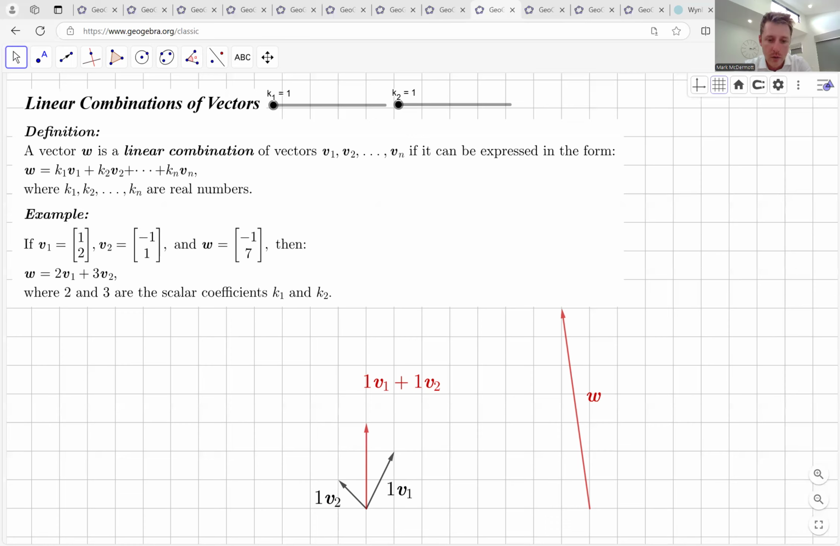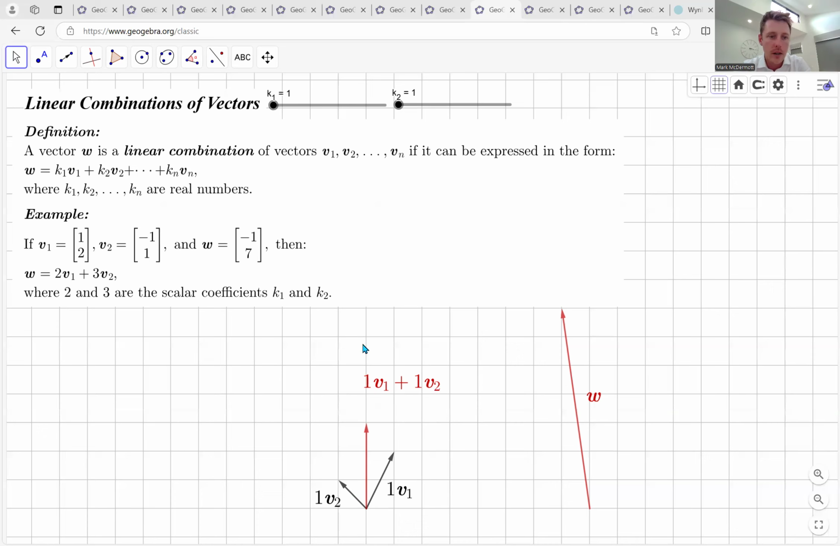If we were to add those vectors together, we would get V1 plus V2. At the moment, K1 and K2 are both 1. Now, just to recall, if we add V1 to V2, we take the tail of V2 and add it to the tip of V1. Then we connect the tail of V1 to the tip of V2, so you would end up with this red vector here, which represents V1 plus V2 at the moment.